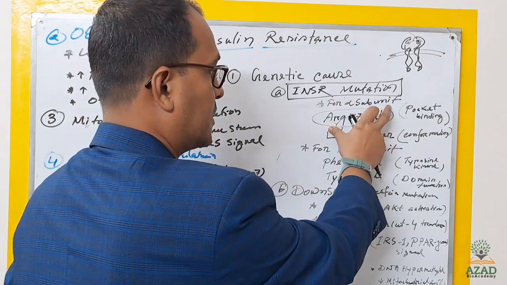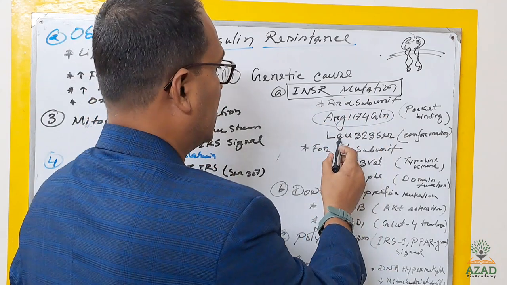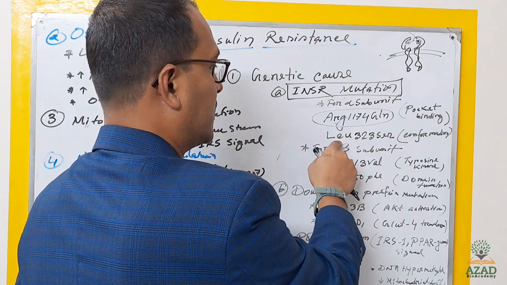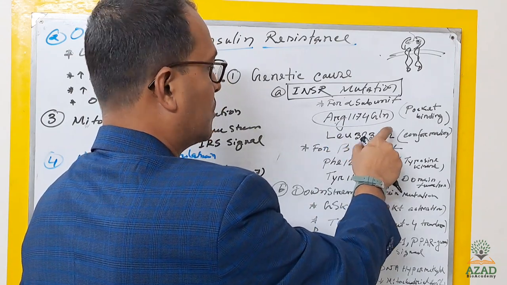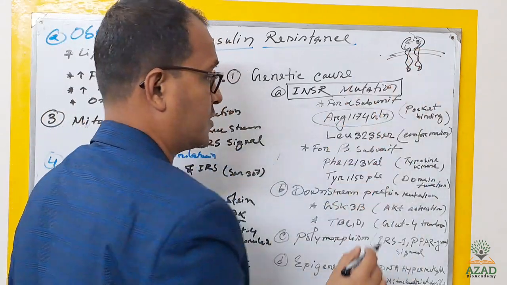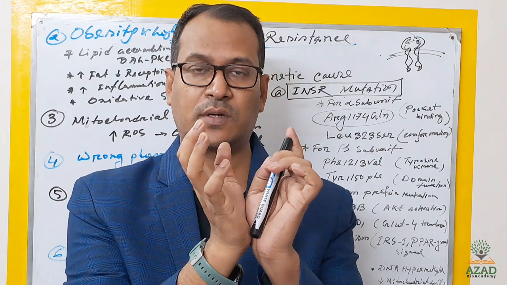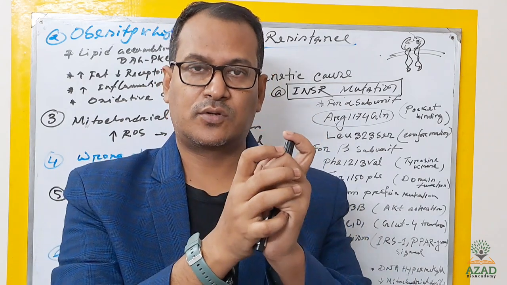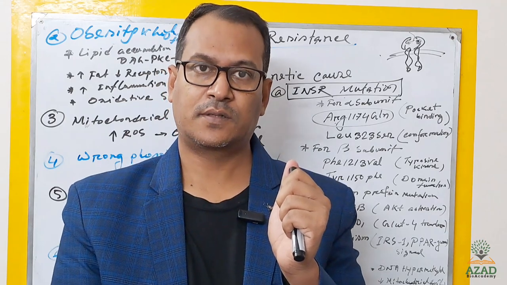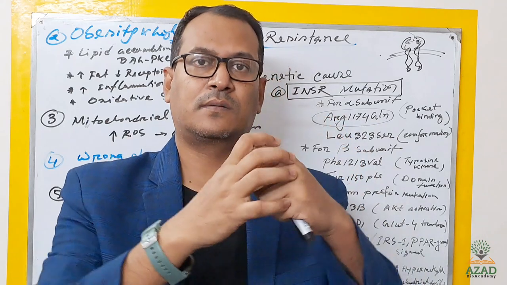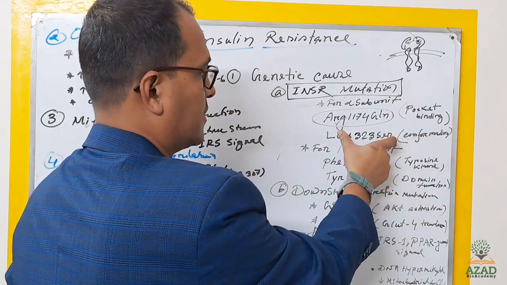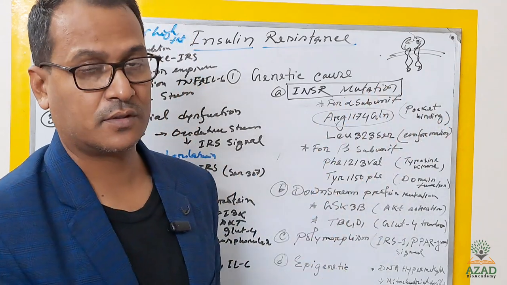So this is for the alpha subunit. For the alpha subunit, another variant is here, that is leucine 323 serine. As I said earlier, the leucine will be replaced by serine. That change of the protein will hamper the conformational change. You know, when insulin binds with the insulin receptor, it changes its conformation to capture the insulin properly. Conformational change is very important to activate the intracellular beta part. So it will impair the conformational change. So that type of mutational change, that variant, will cause conformational impairment.